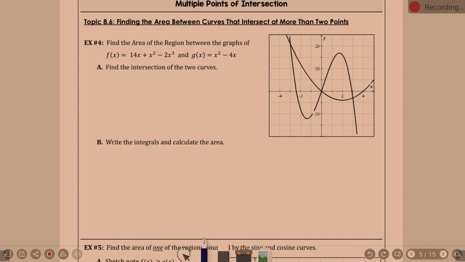Find the area of the region between the graphs of f of x and g of x. F of x is which graph? The cubed one, which is this one. Up, down. The valley mountain. Valley, mountain, down, up, down. Okay. G of x then is the parabola here.